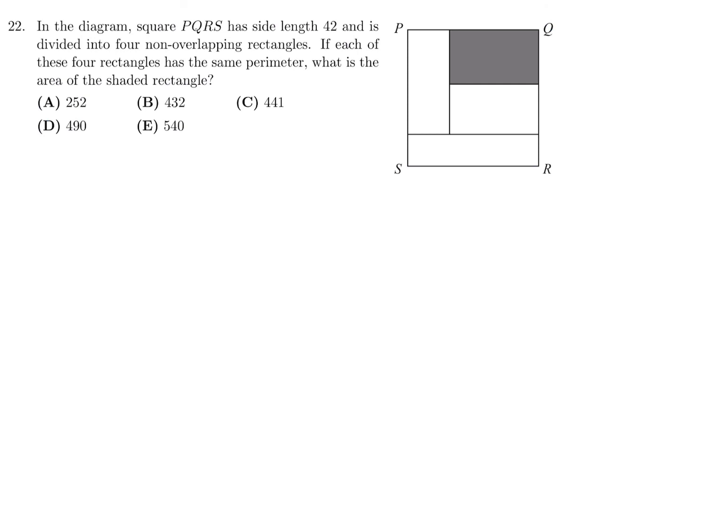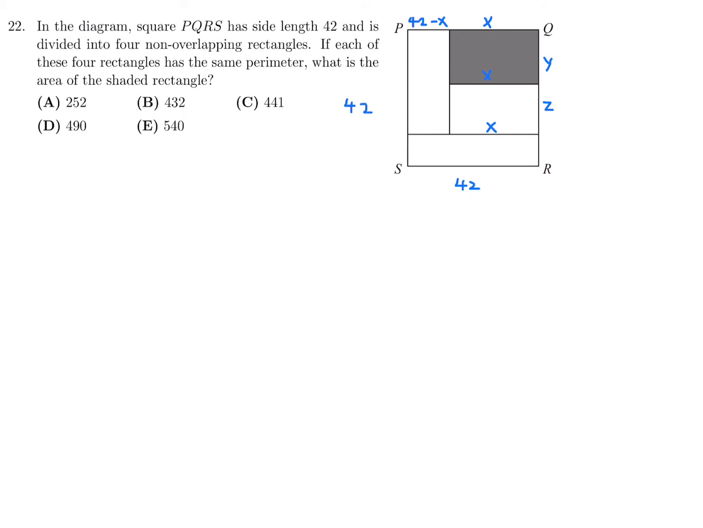In the diagram, square PQRS has side length 42 and is divided into 4 non-overlapping rectangles. Each of these 4 rectangles has the same perimeter. What is the area of the shaded region? Let's label some things now. X, X, X, Y, Z, and then this would be 42 minus X, and this will be 42, obviously. And I think that's good enough for now.